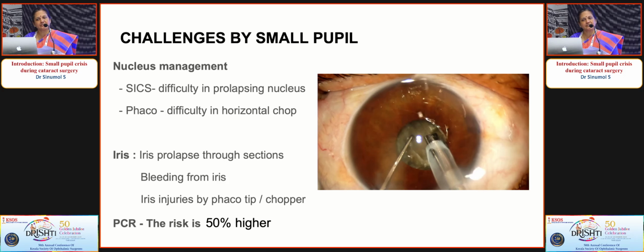And for phaco, there is difficulty in horizontal chop, and there is a high chance of injuring the iris and even the rhexis margin. There can be bleeding from iris prolapse, and studies have shown that the risk of posterior capsular rent is 50% higher in small pupil.